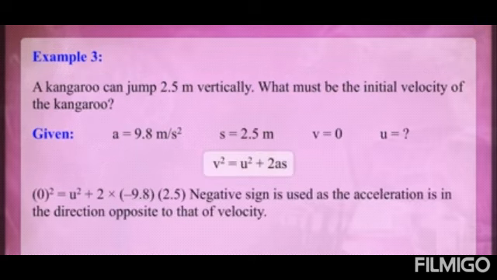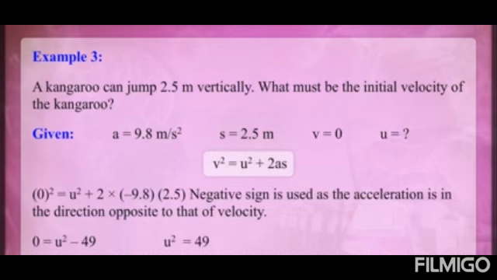Then coming to the next: a kangaroo can jump 2.5 meters vertically. How much is the initial velocity of the kangaroo? So acceleration is the gravitational acceleration, that is 9.8 meter per second square. Since it is not given, we'll take it as acceleration due to gravity. Displacement is 2.5 meter. Initial velocity we don't know, we need to find, and final velocity when the kangaroo stops rising is nothing but 0. So v square is equal to u square plus 2as.